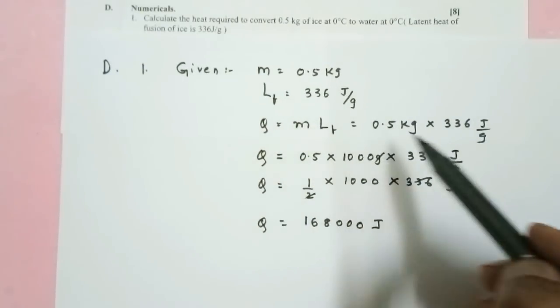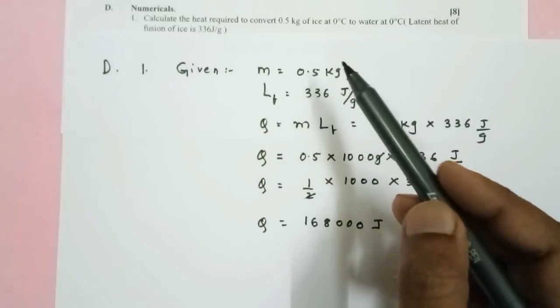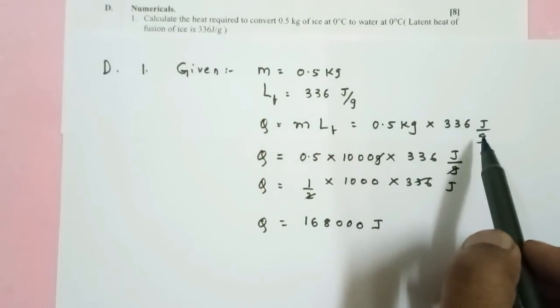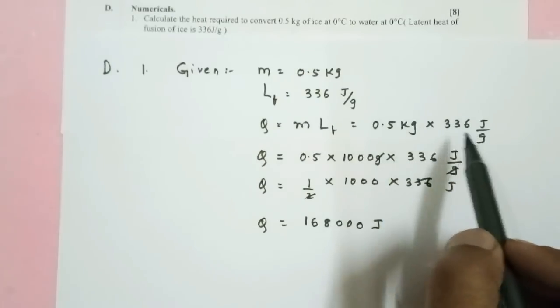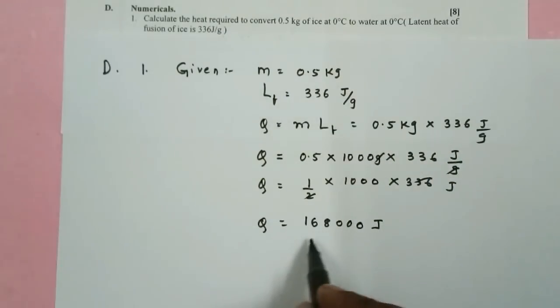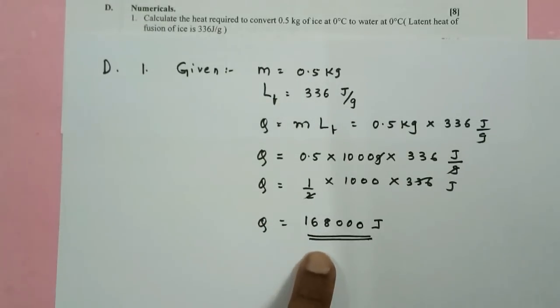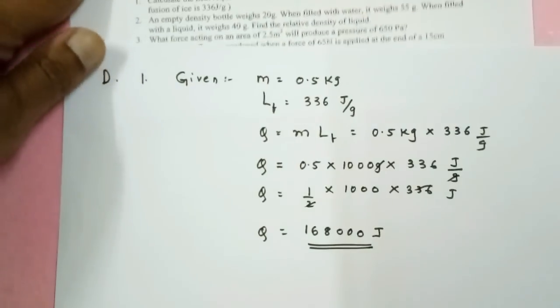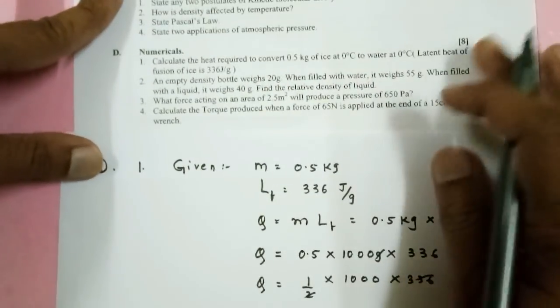I have applied the proper formula, I have written the given things, then I have also made sure that the units are properly written over here, and finally I will underline my answer. This step is not necessary, but if you do it like this, the presentation of the numerical would be better. Look at the second numerical.